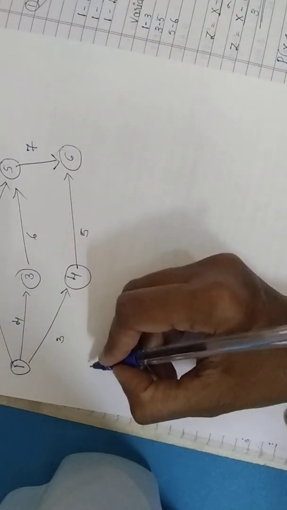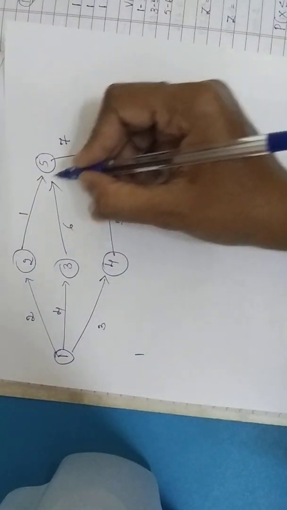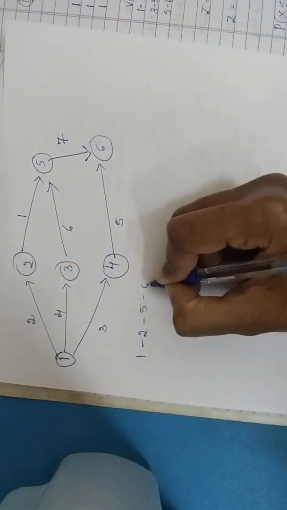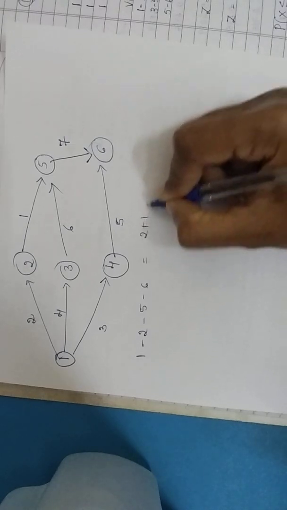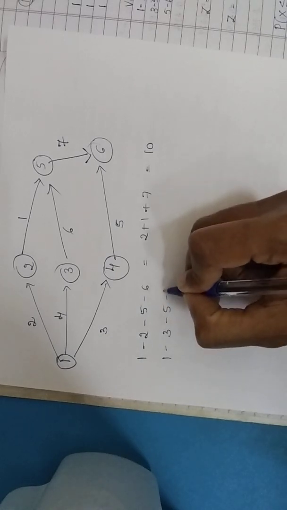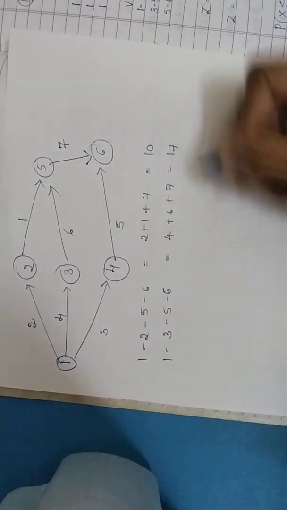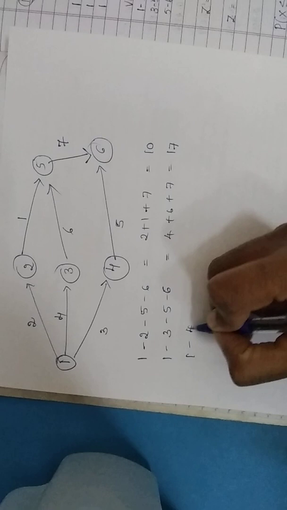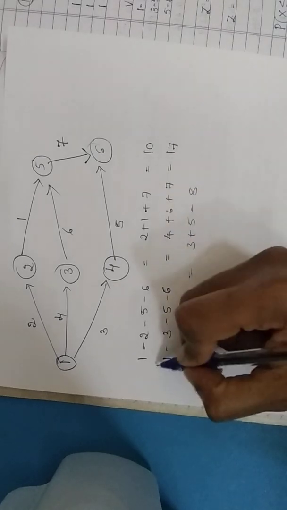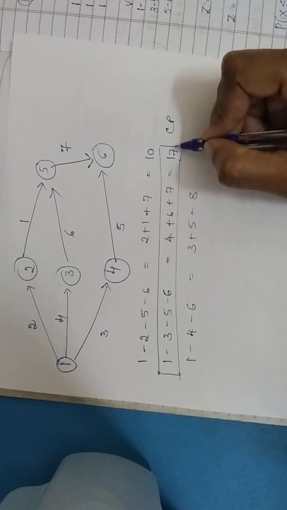Now working out all the possible paths here, we follow the direction of the arrows. So 1 to 2, then 2 to 5, 5 to 6: 2 plus 1 plus 7, which is equal to 10. Next 1 to 3, 3 to 5, 5 to 6: 4 plus 6 plus 7, which is equal to 17. Then 1 to 4, 4 to 6: 3 plus 5 is equal to 8. If you observe here, the critical path is this one, since it has the largest duration.